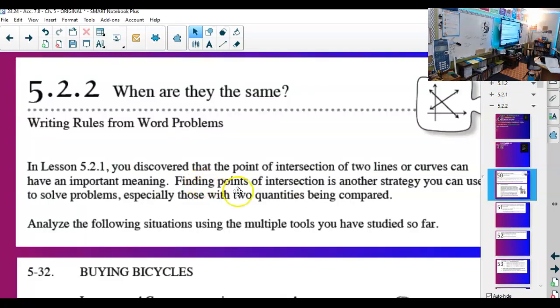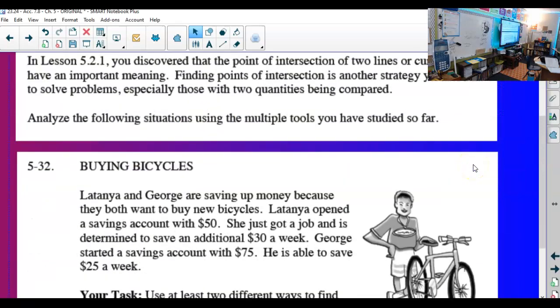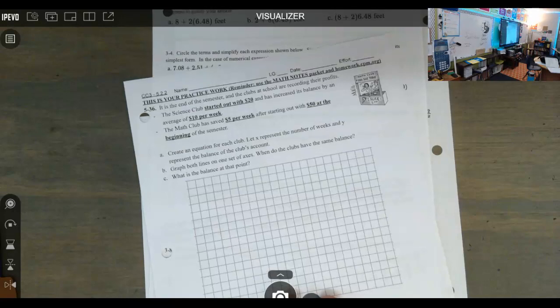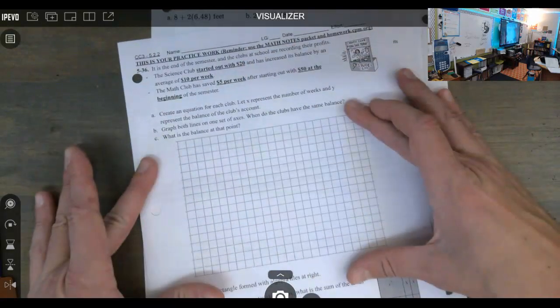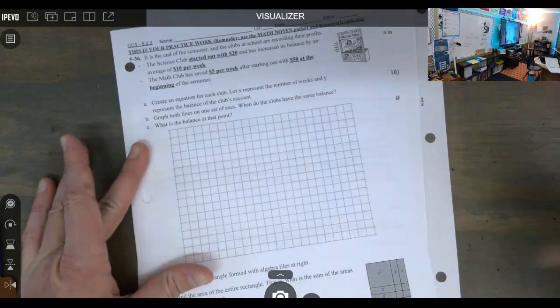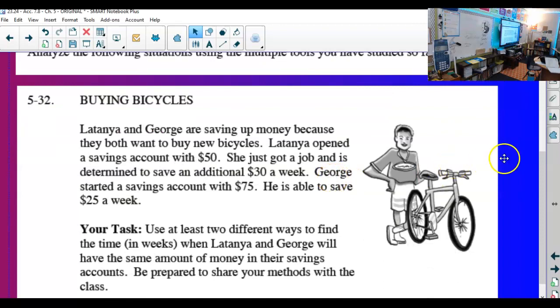All right. We are going to practice writing rules today. So when you look at your 522, is there space for examples? No, because I wanted to give you a bunch of space so you could actually put your graph here. So you need what out? Graph paper.